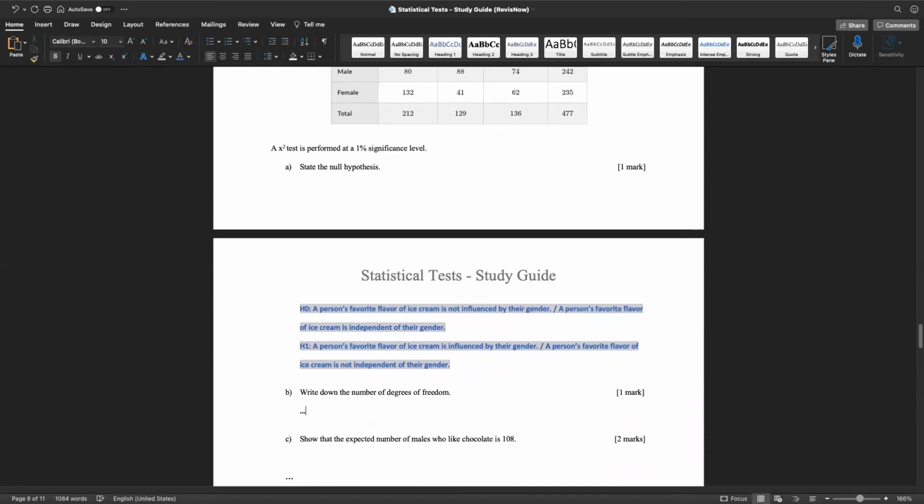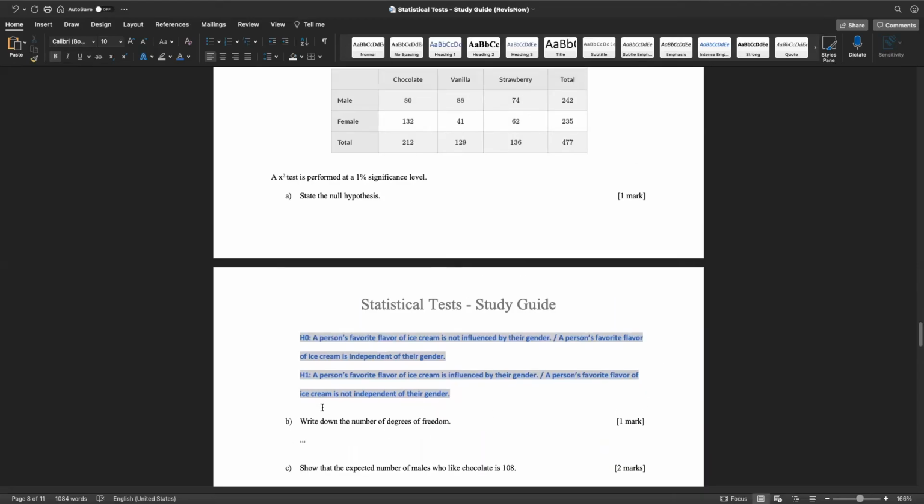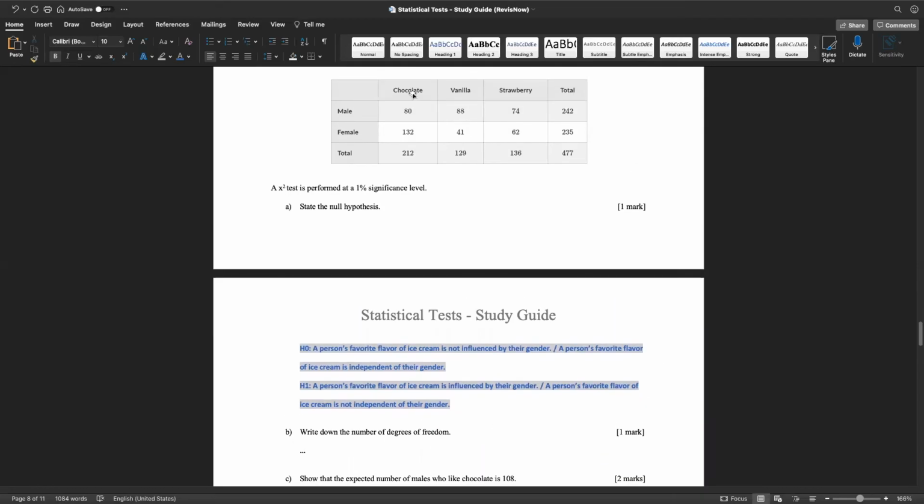Okay. Write down the number of degrees of freedom. This one, since there is chocolate, vanilla, and strawberry, you would take 3 minus 1 equals 2. Super easy.